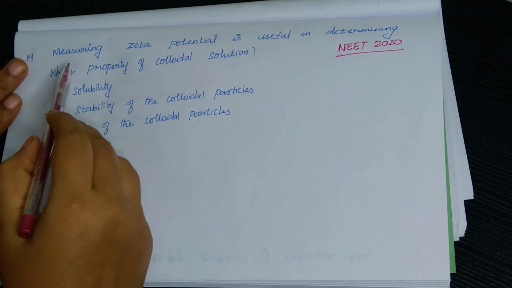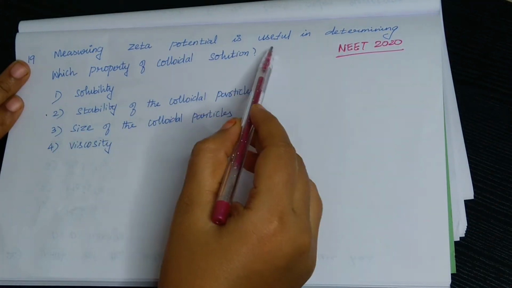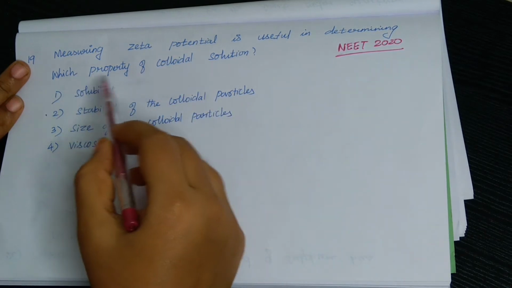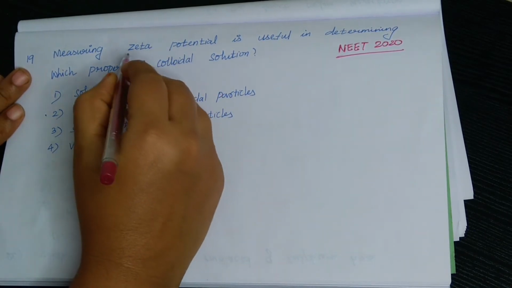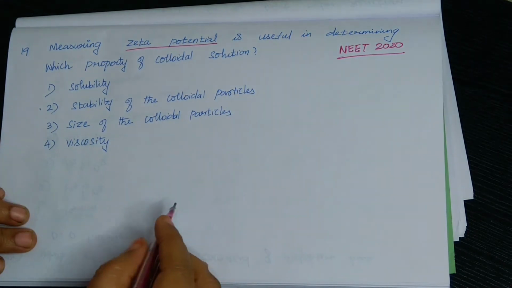The question is: measuring zeta potential is useful in determining which property of colloidal solution? So what is zeta potential here? We have to know that.